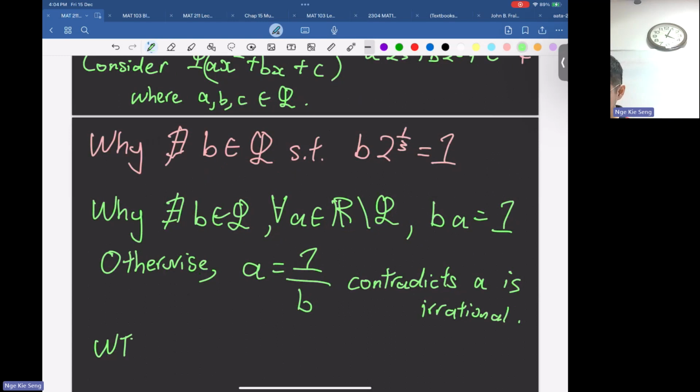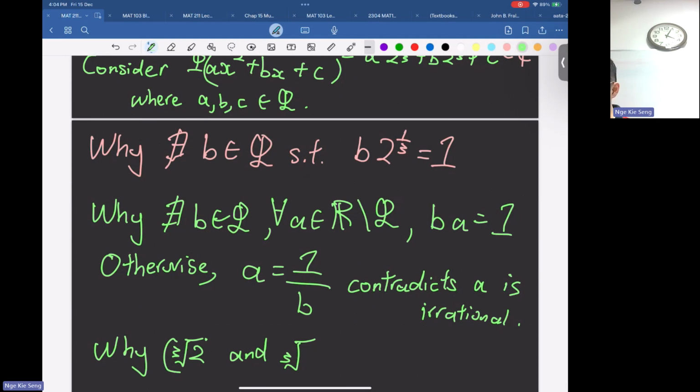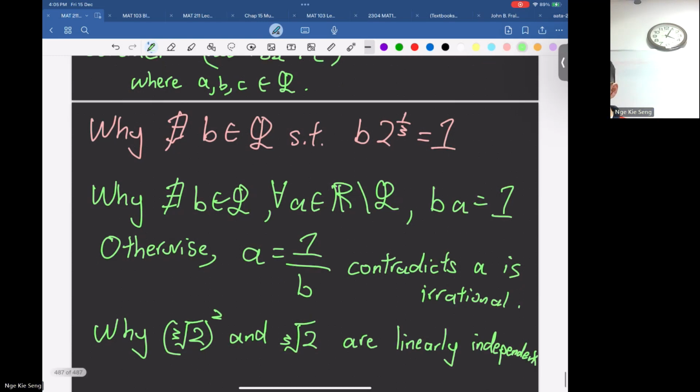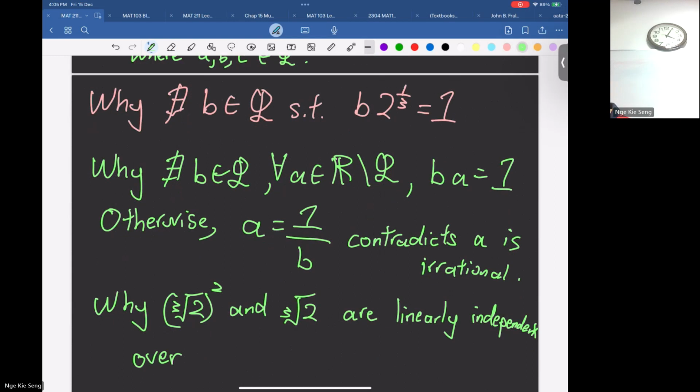So why are cube root 2 squared and cube root 2 linearly independent over Q? Why?